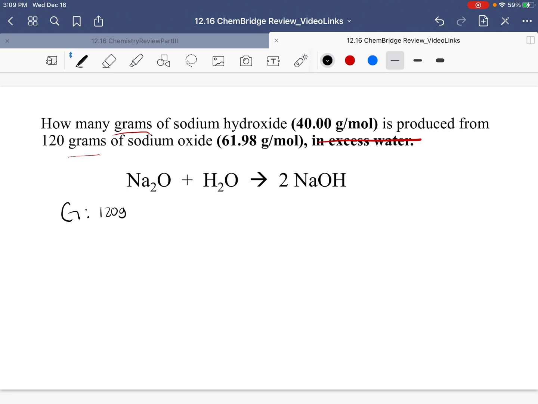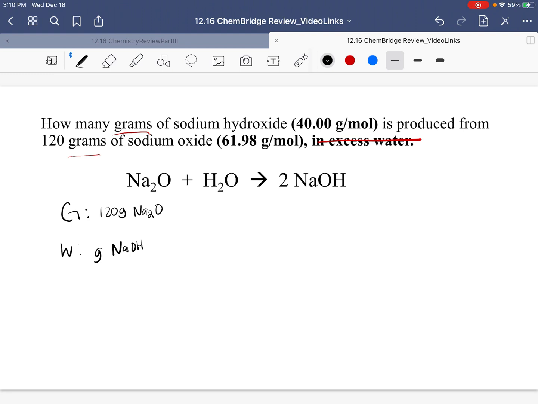So I know that sodium oxide would have to be this formula. And they want us to find grams of sodium hydroxide. Again, they're testing also your ability for nomenclature. So Google it if you have to, just to be on the safe side.